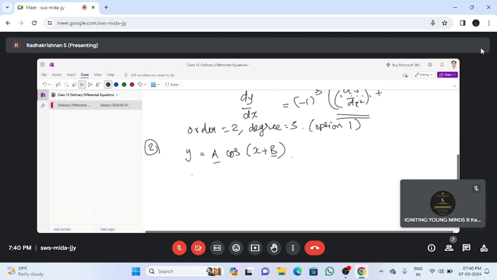So all we have to do is do one round of differentiation. dy by dx equal to a into minus sine x plus b. Sir, minus sine. No, sorry. Minus sine x plus b. That is minus a sine x plus b.